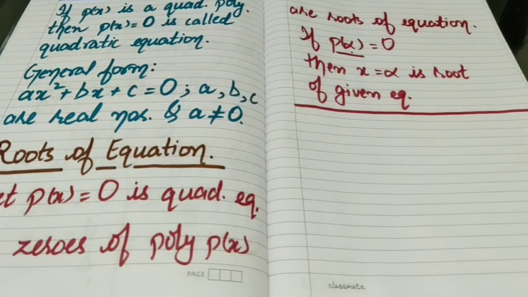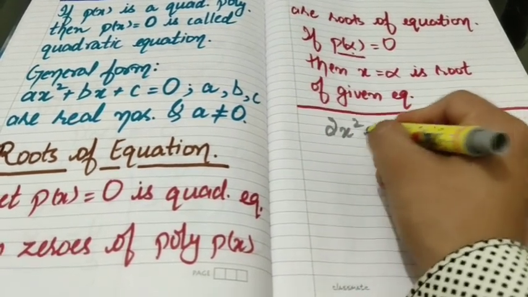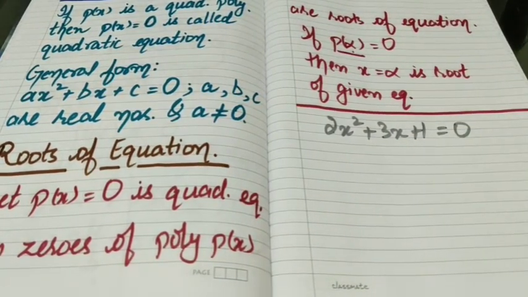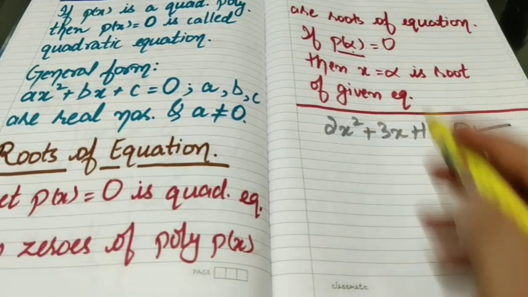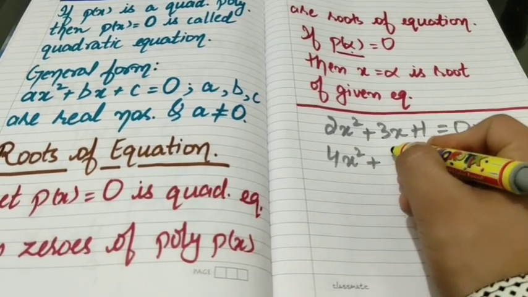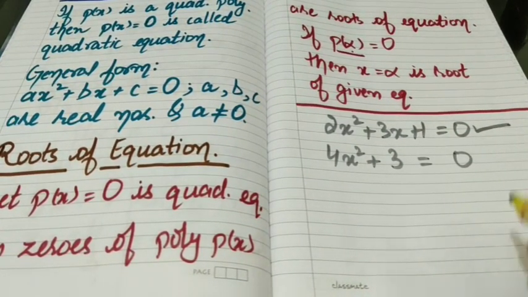Now we will see some examples of quadratic equations, like 2x squared plus 3x plus 1 equals 0. Yes, this is a quadratic equation because its degree is 2. 4x squared plus 3 equals 0. Yes, this is also a quadratic equation since the degree is 2.